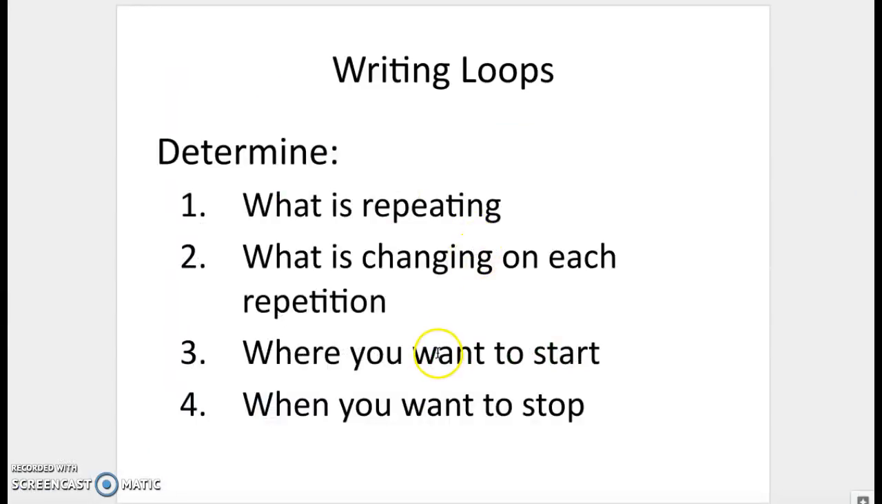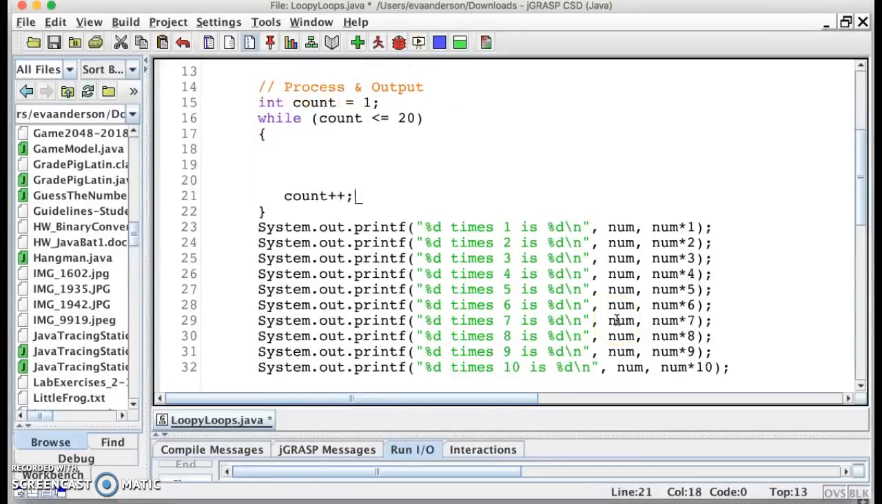So what else do I need to know? I know where I start. I know where I stop. What is changing? What is repeating? So if I look at this example, I can copy this print, copy one of these up here, and then think about what's changing from time to time.